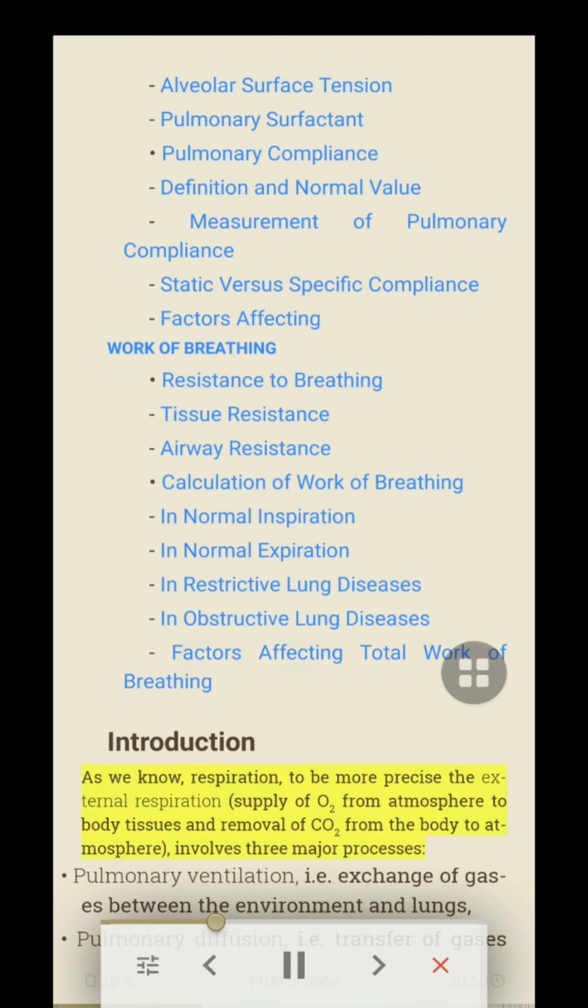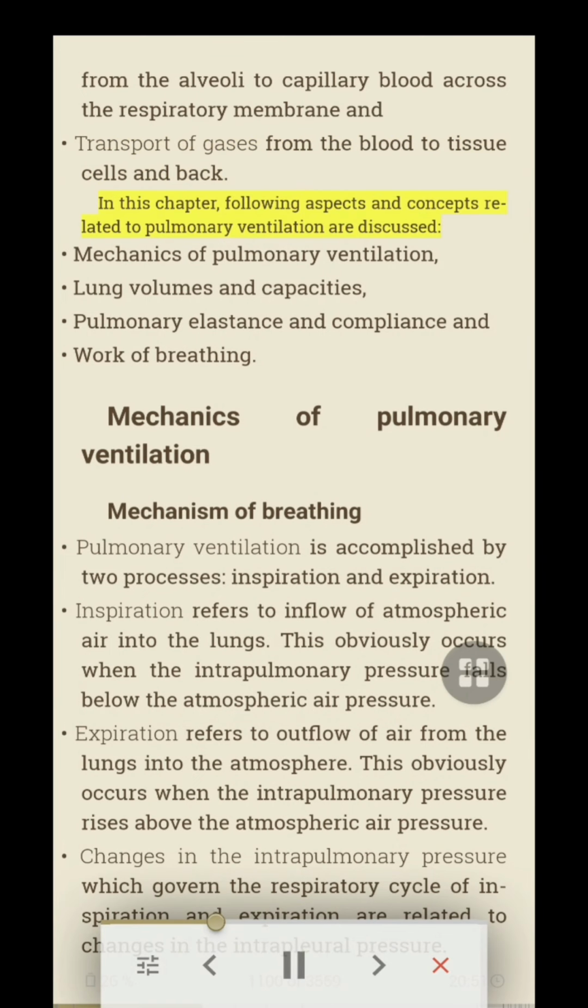Introduction. As we know, respiration, to be more precise the external respiration, supply of O2 from atmosphere to body tissues and removal of CO2 from the body to atmosphere, involves three major processes. Pulmonary ventilation, i.e. exchange of gases between the environment and lungs. Pulmonary diffusion, i.e. transfer of gases from the alveoli to capillary blood across the respiratory membrane, and transport of gases from the blood to tissue cells and back.